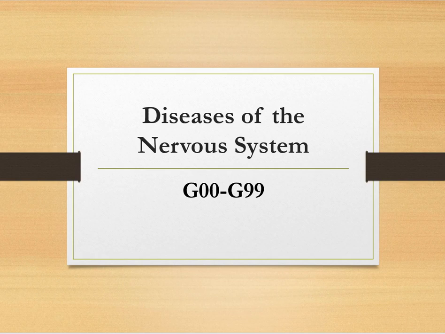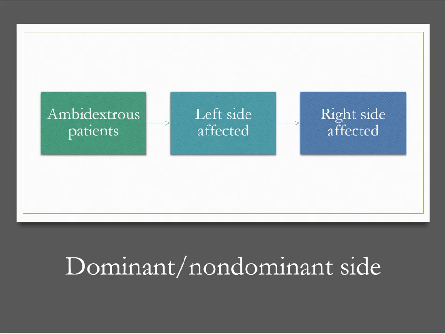Everyone, and welcome to another ICD-10-CM guideline review, where today we're going to be looking at chapter-specific guideline 6, which is for the diseases of the nervous system, code range G00 through G99. So first we're going to look at the rules regarding dominant and non-dominant side.